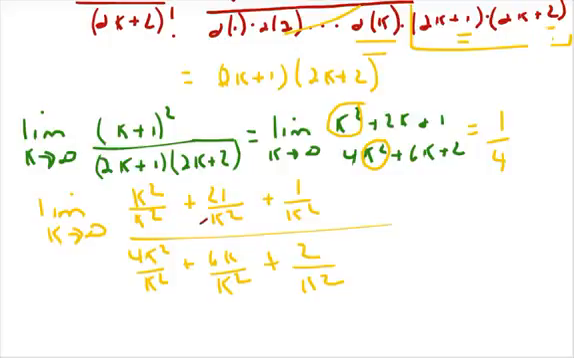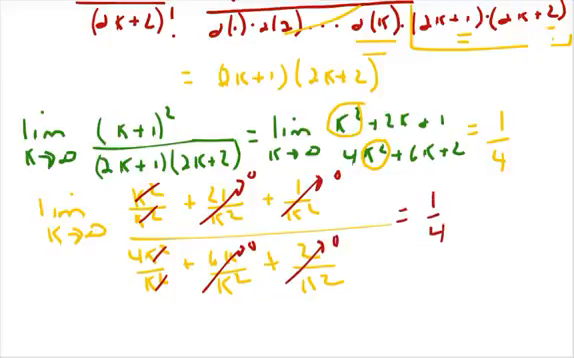This is going to go to 0, this is going to go to 0, this goes to 1, this goes to 4, this goes to 0, and this goes to 0. So you're left with 1/4, which is less than 1. Therefore, this series converges by the ratio test.